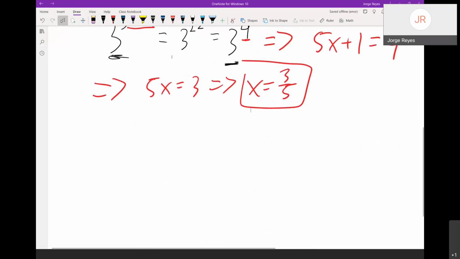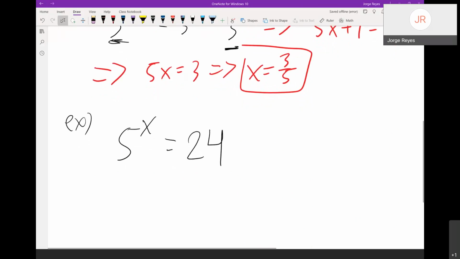All right, but what happens when we run into this problem? Okay, what happens when I have 5 to the x equal to 24? Then we have a problem, right? Because there's no way to match, right? 24 isn't any power of 5. That's easy to know, right?